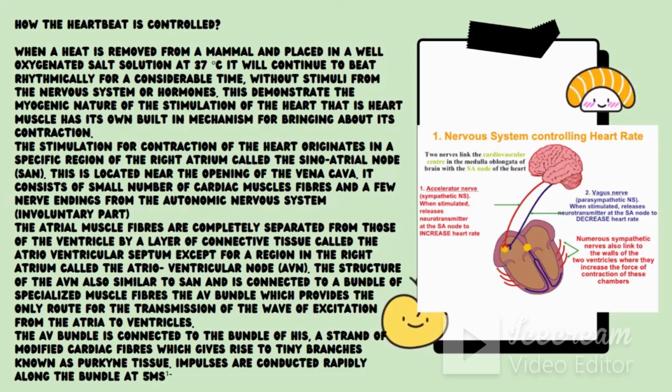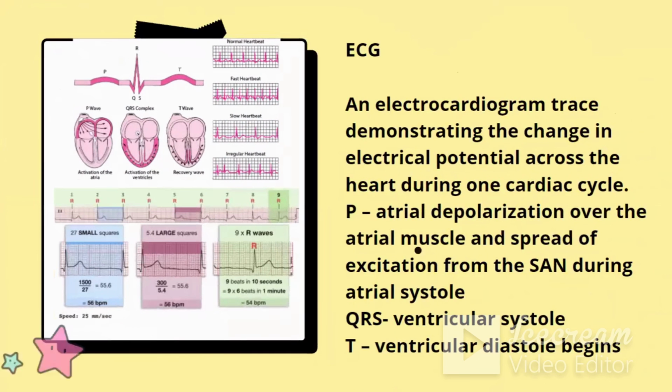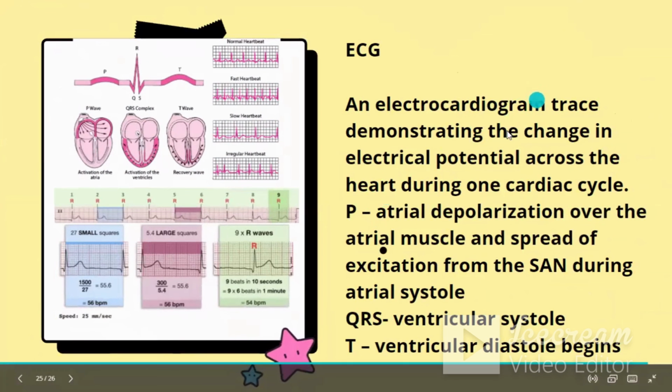AV node means atrioventricular node. This AV node is connected with the bundle of His, specialized muscle fibers that run around the cardiac muscles. The bundle of His transports impulses to conduct the heartbeat, which will increase and decrease the heart rate. This is totally myogenic, meaning an involuntary reaction. We can't control the heartbeat, but due to exercise, gender and age, the heart rate can increase or decrease.